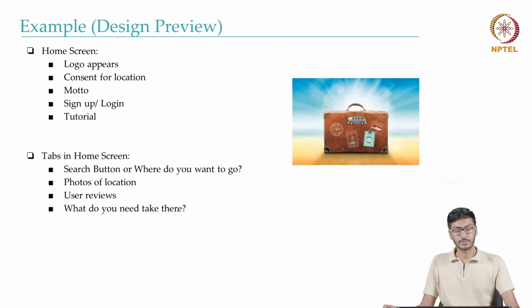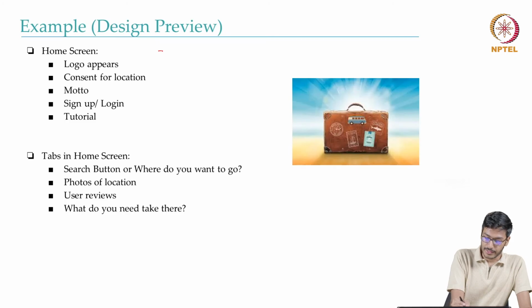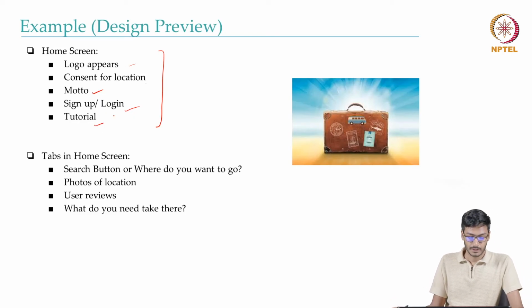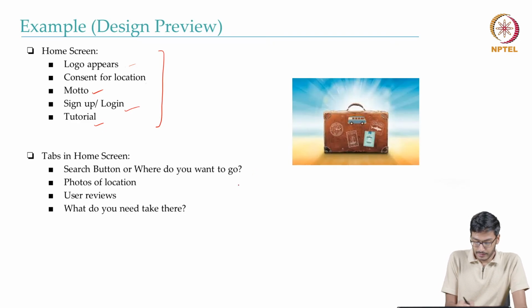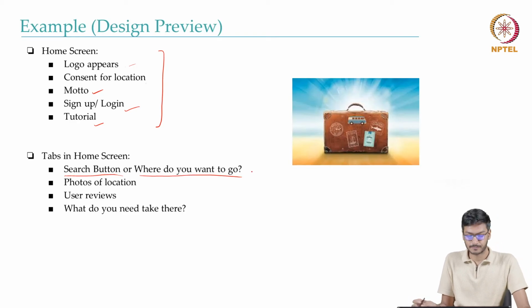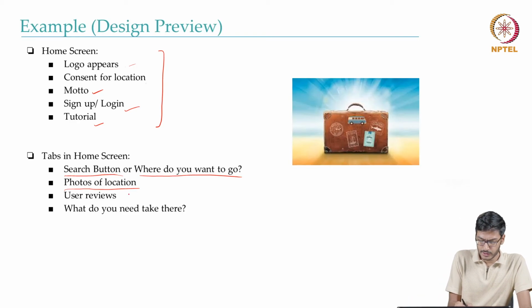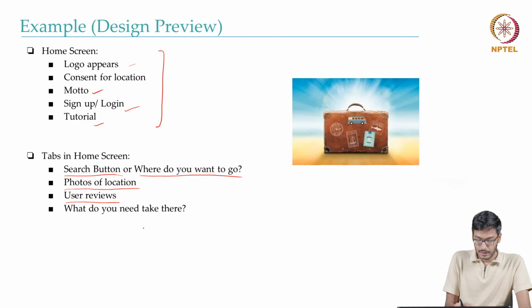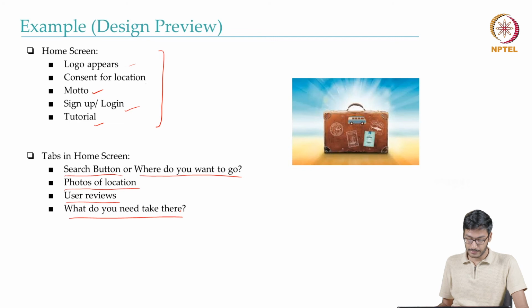And then the design preview. The home screen may look something like this, which may include the logo, the consent for location, the motto for the app, the sign up screen, and a basic tutorial for using the app. What different tabs may be given in the home screen? Maybe the search button or the destination where one needs to go, some photos of the location, some user reviews, some feedback, and what you need to take there. These may be the tabs in the home screen.